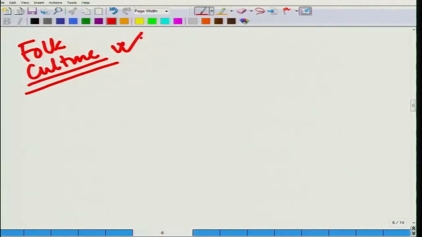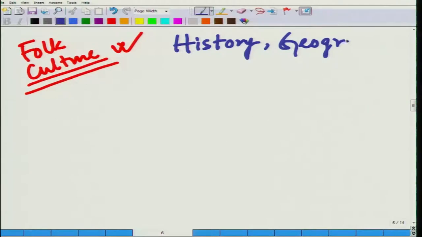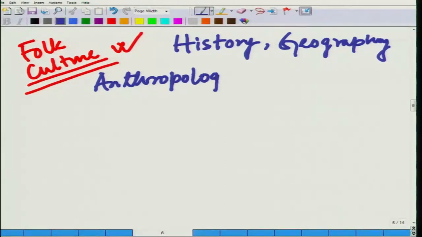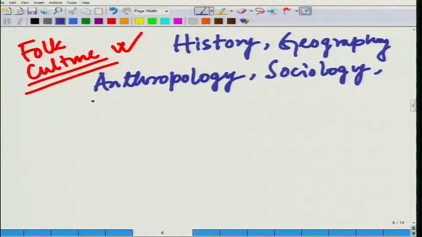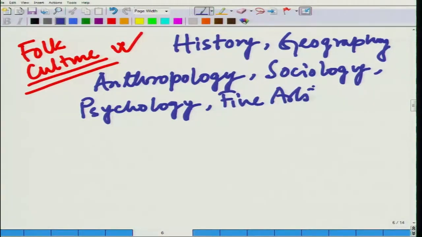that is our course of study for now, that includes domains like history that turns into cultural history, geography, anthropology, sociology, psychology, fine arts, aesthetics, and linguistics.